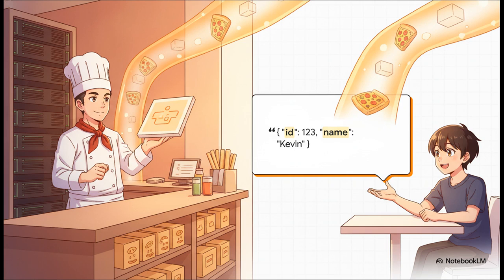It sends back a standard JSON response saying ID 123, name Kevin. The server searched its pantry, which is its database, found the exact user the client asked for, and sent the data back in this really clean, readable package. Boom. This is the kitchen successfully delivering the hot pizza right to your table.